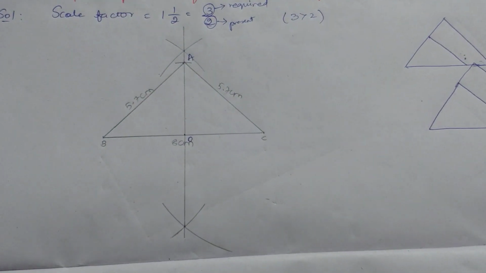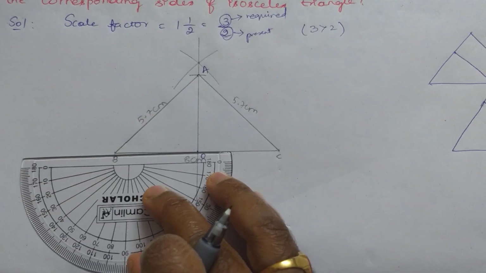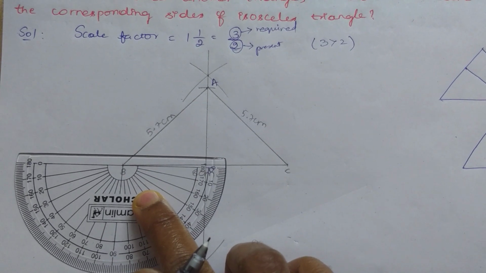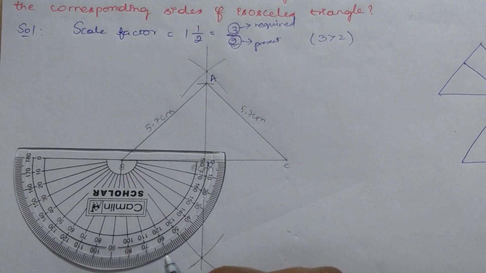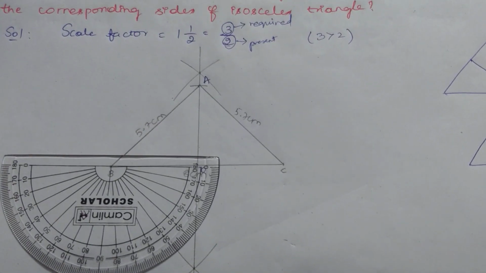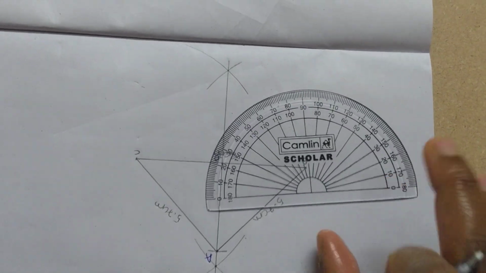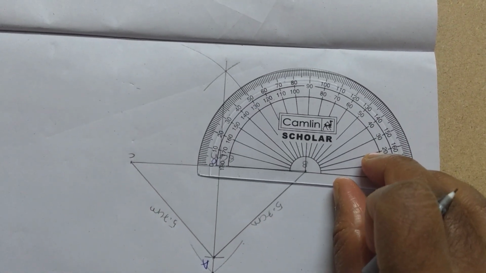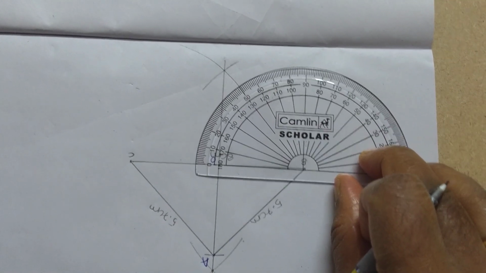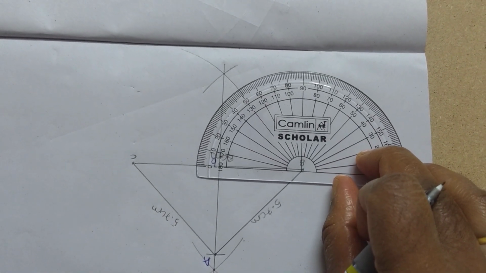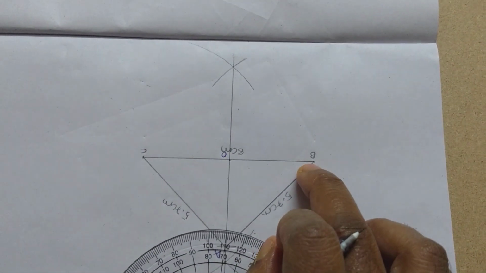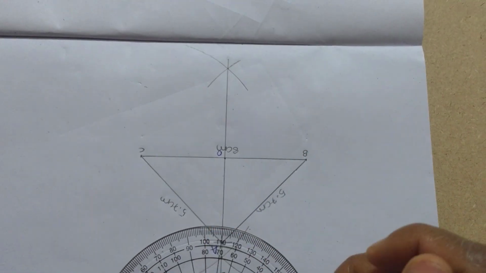So with the protractor, what do I do here? With the protractor, I will draw an acute angle. Let me show you reversely. From the point B, place the protractor on point B. After that, draw a ray making an acute angle. An acute angle means any angle which is less than 90 degrees. So in this case, I will take an acute angle of 60 degrees.